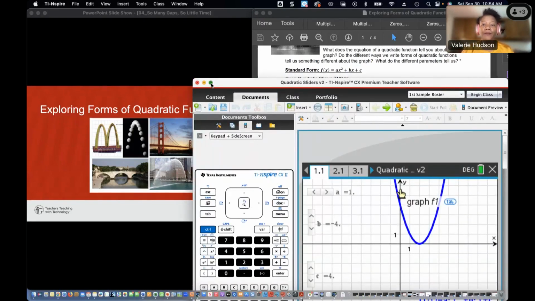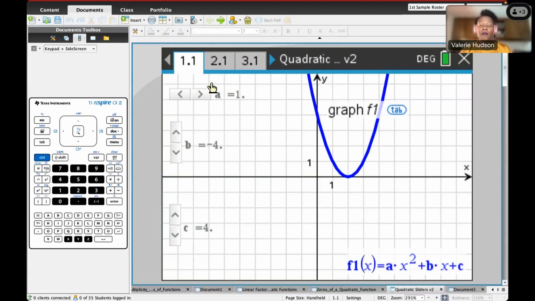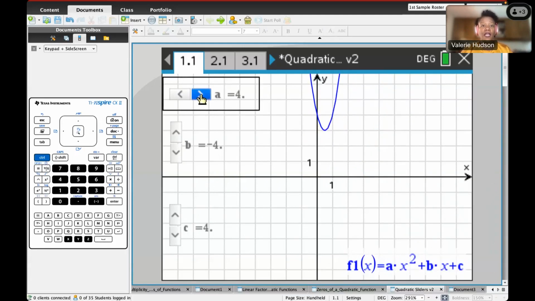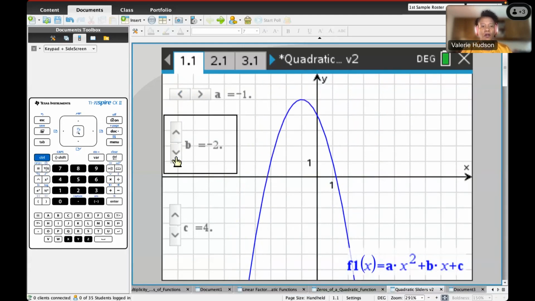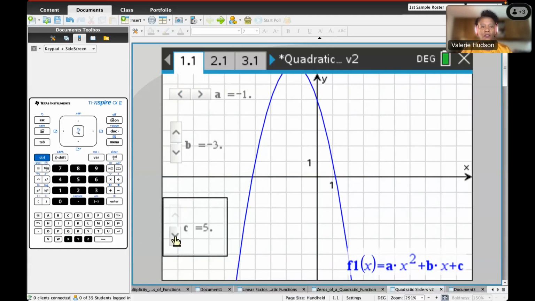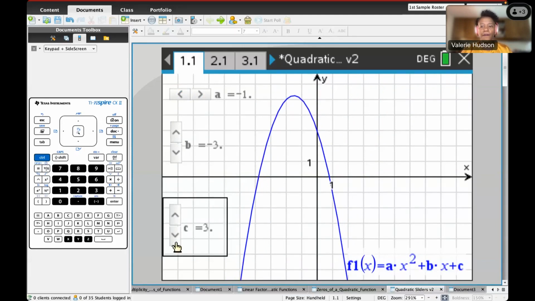All right, so the TNS or calculator document that goes with that is called quadratic sliders. So we have our quadratic. Notice it is in standard form. If I press the A value, then we have questions. What's going on with the parabola? Oh my goodness, it turned into what looks like a line, and so on. And so all of our parameter changes are shown here.